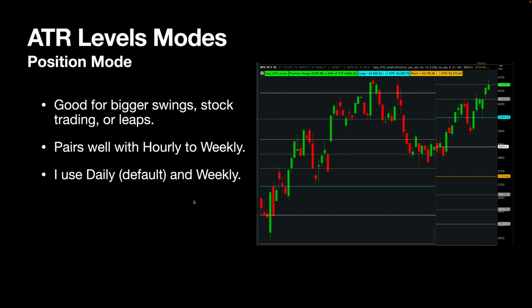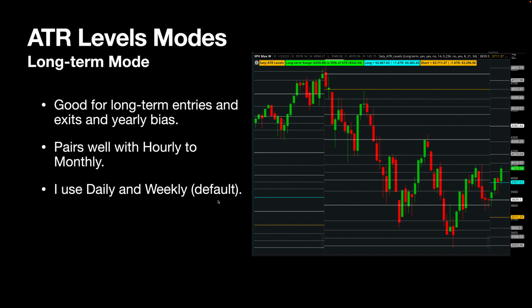All right, here's long-term mode. This is last year. Again, we're looking at SPX, so this is good for long-term entries, exits, yearly bias. Pairs super well with the hourly and the monthly. Sorry, hourly to the monthly. And I use it with daily and weekly. Weekly is my default, which I have here.